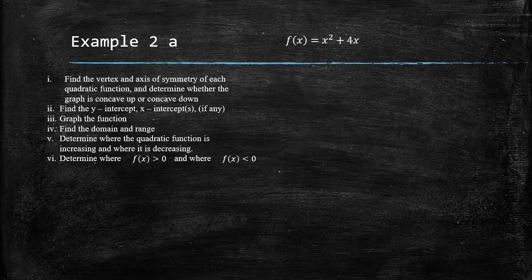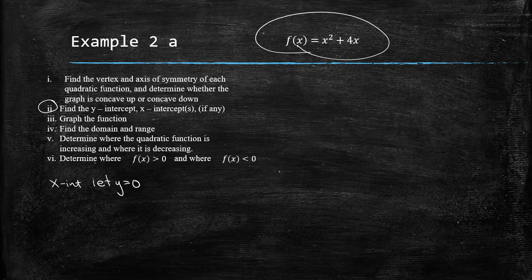Okay, so in this example, we just have a bunch of questions to answer about one function. Okay, so f of x is x squared plus 4x. I'm going to start by finding the x-intercepts because I can see that this function is going to factor nicely. So to find an x-intercept, we let y equal 0. So I'll have 0 is equal to x squared minus 4x. Factor out the x. So we get x is equal to 0 and x is equal to 4.